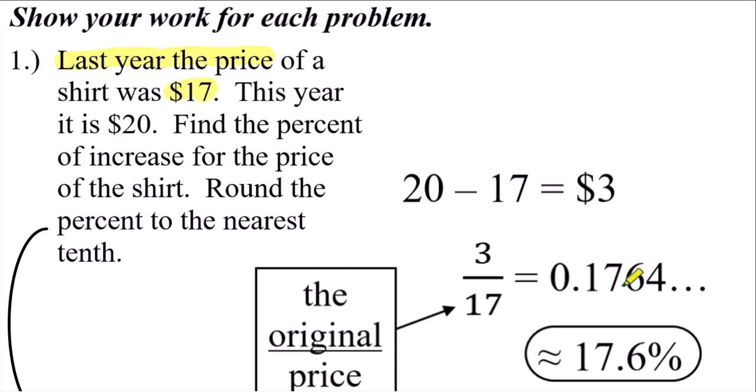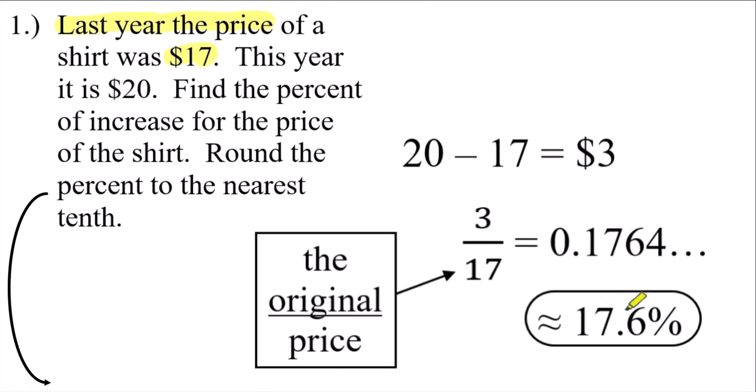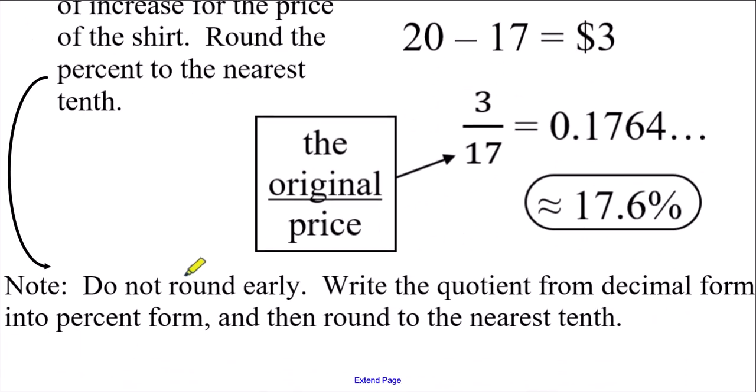Using your calculator, you'll get the decimal, and you guys remember to move the decimal point 2 places to the right to get the percent. This said round the percent to the nearest tenth, and we've talked about this before, but I have it at the bottom of your page.